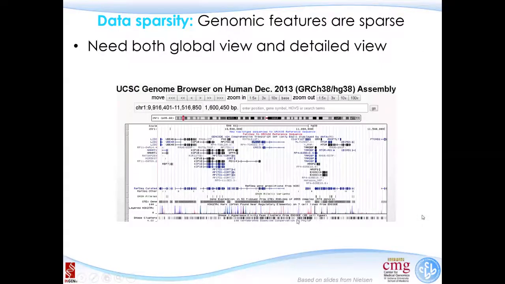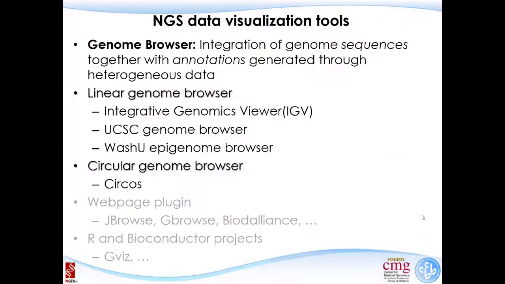Another thing is that this data has sparsity. Genomic data, you can see from this figure, there are genes and also there are spaces between genes. Sometimes when we do the visualization, we need to see the overall big picture of the features in the genome. And sometimes we also need to zoom in to see very detailed information in the genome. So we need to balance the whole picture and the detail. So it's also very challenging.